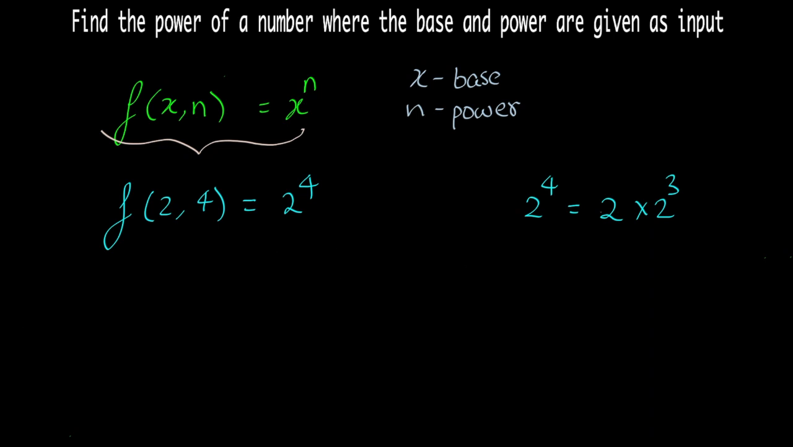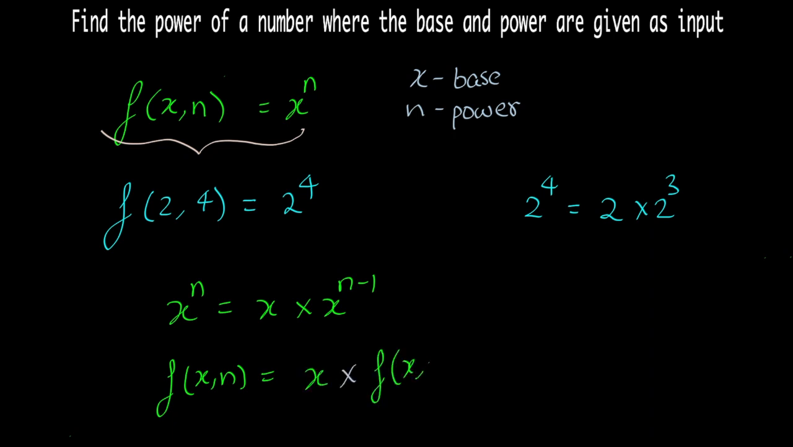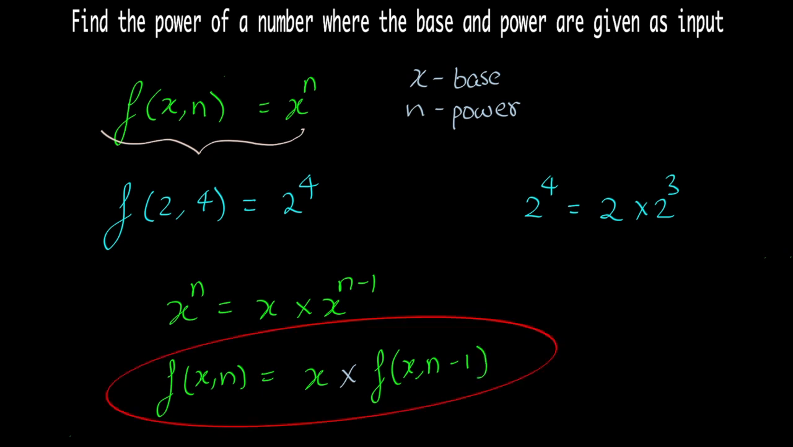So as we have declared here that 2 power 4 is 2 into 2 cube, we can declare that x power n can also be written as x times x raised to the power of n minus 1, and this in functional notation is nothing but f of x, n can be written as x multiplied by f of x comma n minus 1. This is what is called a mathematical representation of a recursive algorithm. The calling itself part here is visible clearly.